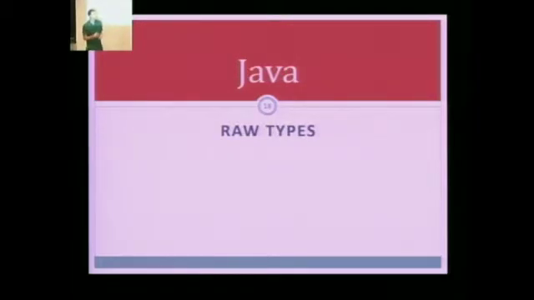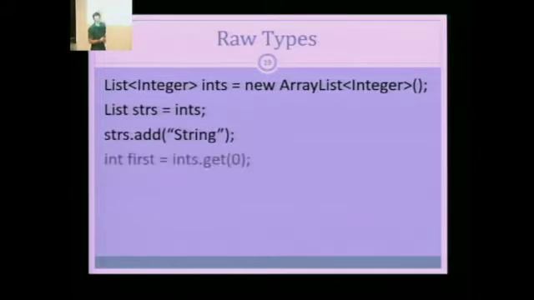And we actually can learn from Java. Specifically, we can learn from raw types. So why am I talking about raw types? Well, here's some Java code where we set up a list of integers, we add a string to that list, and then we try to get a string out of it. Now, there's an obvious bug in this code, but let me get to that later on.